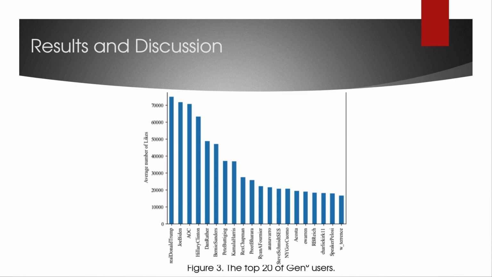The top 20 of those users consist of prominent figures in the American political landscape. The two candidates competing for the 2020 US presidency were prominently featured in the list and garnered more than 70,000 likes, followed by politicians and activists from the Democratic and Republican parties. While Donald Trump held the first position in this list, the top 20 were predominantly members of the Democratic party.